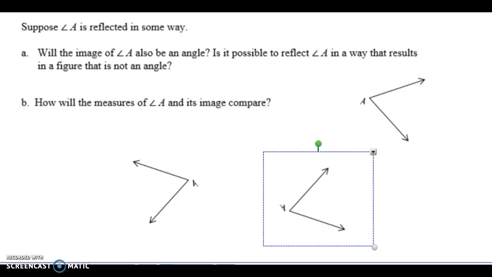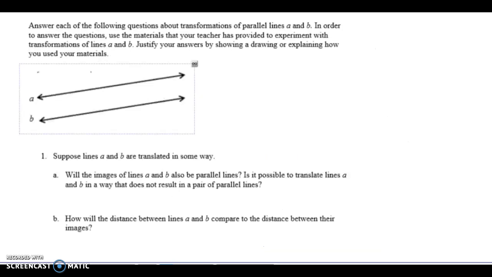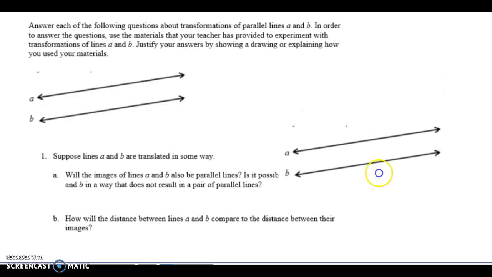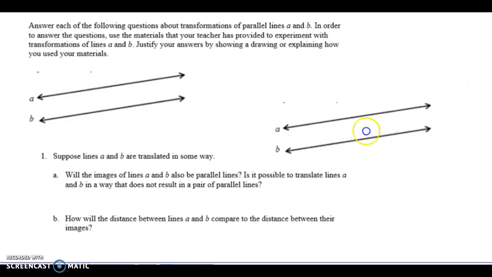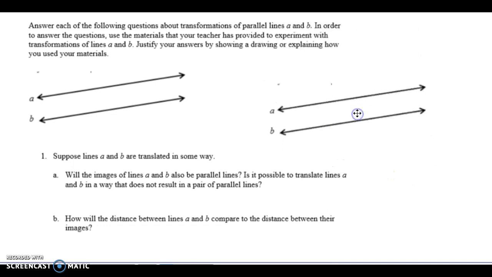And last but not least, we have parallel lines. So if we take these parallel lines and translate them, they go to the side, they go down, they go up, you're going to maintain that congruence. It's not going to change the distance apart of the lines or the length of the line. So there's no way that you can translate this image without maintaining the congruence.